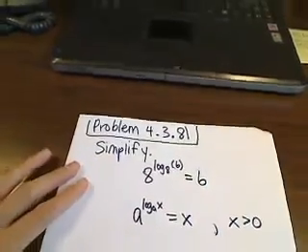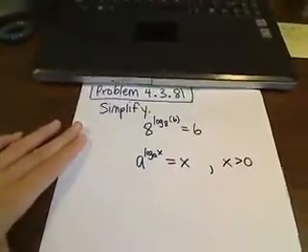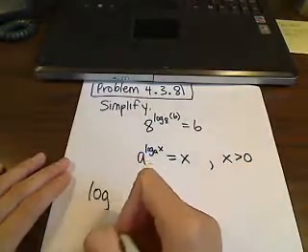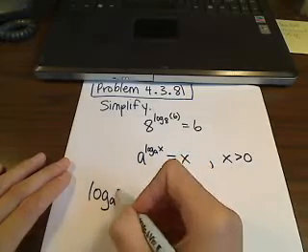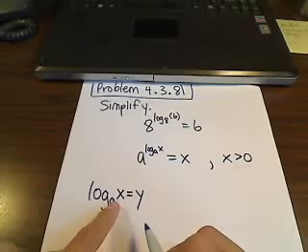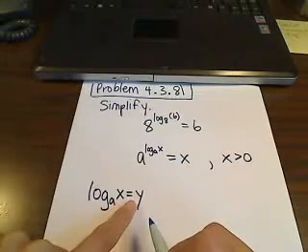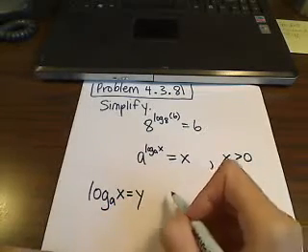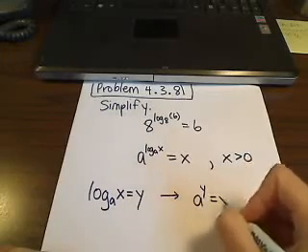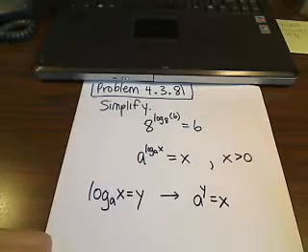Let me just explain to you why this rule is the way it is. Our basic conversion formula for logarithms is this. If you have a log base a of x and it's equivalent to y, you can convert this into the exponential form and get a to the y is equal to x. So those things are interchangeable right there.